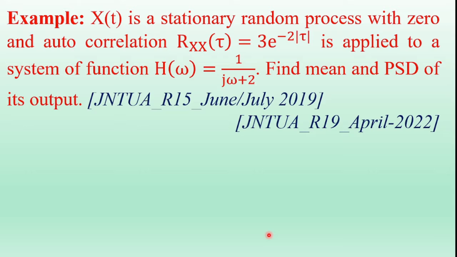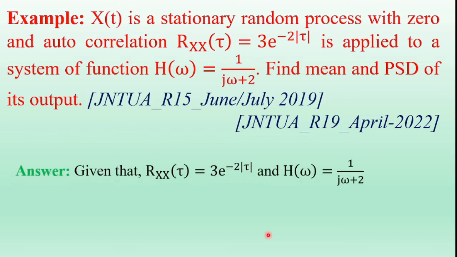In this video, I am going to discuss the mean of the system response and also determine the power spectral density of the output. This is a previous examination question. The example is: x of t is a stationary random process with zero mean and autocorrelation function Rxx of tau is 3 e power minus 2 mod tau, applied to a system function h of omega is 1 by j omega plus 2. Find the mean and power spectral density of its output.